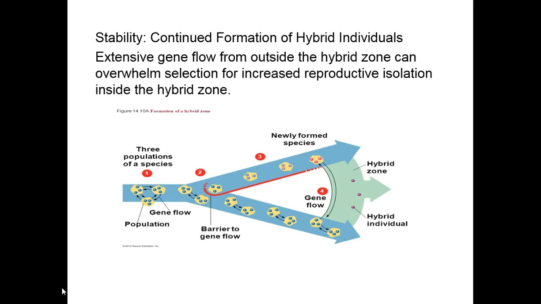Stability, the third of the three possibilities, is where the hybrid zone can overwhelm or increase reproductive isolation inside the hybrid zone, and you have a continued formation of hybrid individuals that basically become their own species.